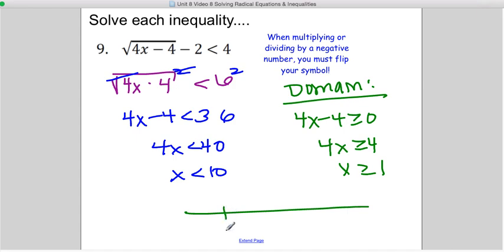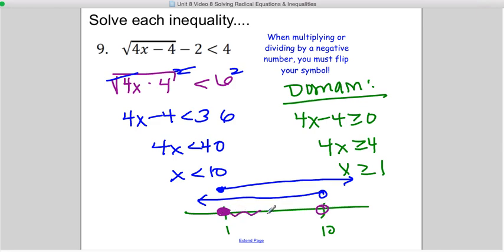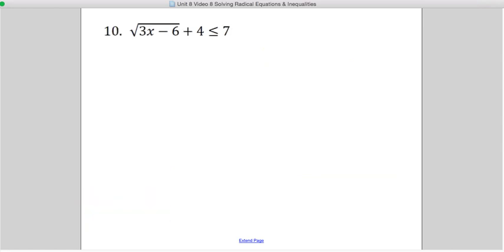Let's see what this looks like. We have 1 and 10. X is less than 10, so open circle at 10 but less than. X is greater than or equal to 1, so closed circle but bigger. So your answer is where it's double. So closed circle at 1, at 10 we have an open circle, and then in between. So I can just take these two and compile them together. It's 1 is less than or equal to x is less than 10. That's my final answer for example 9.